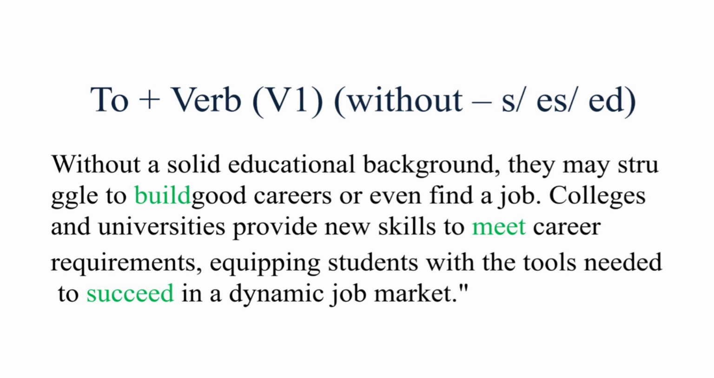Okay, so to start with, "to" has to be followed by verb V1, right? So let us see this blank. Without a solid educational background, they may struggle to build good careers or even find a job. So after "to" we have build, and the V3 and V2 form of build is built with a T, B-U-I-L-T. So this is the V1 form, that is the original form of the verb.